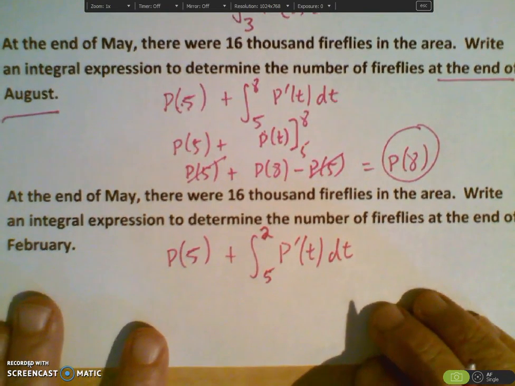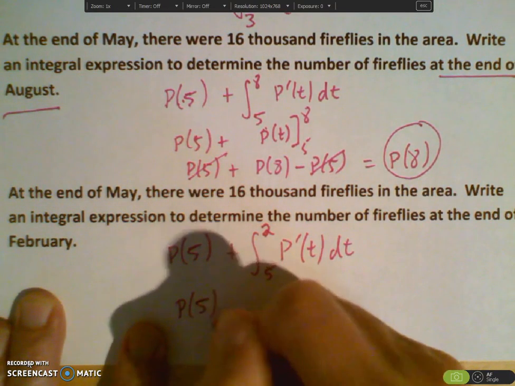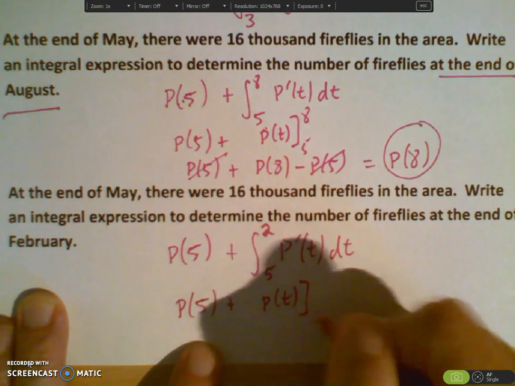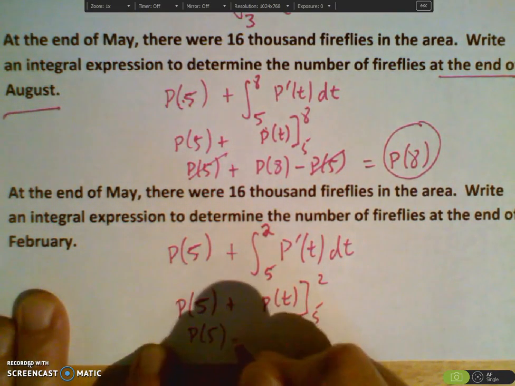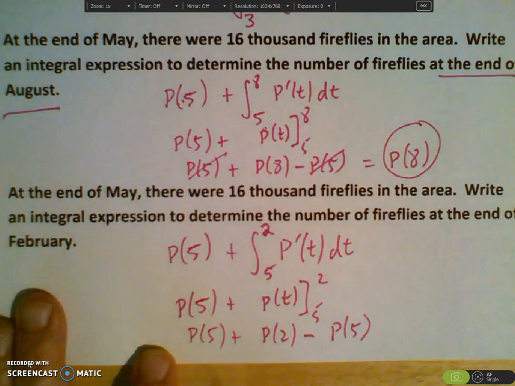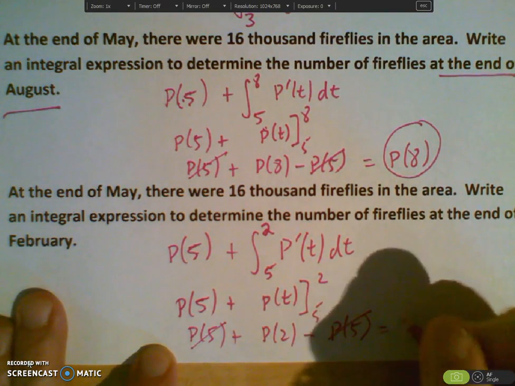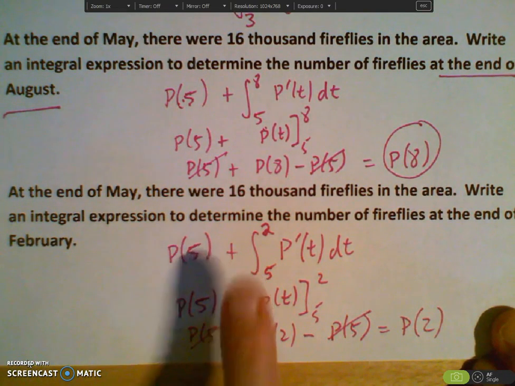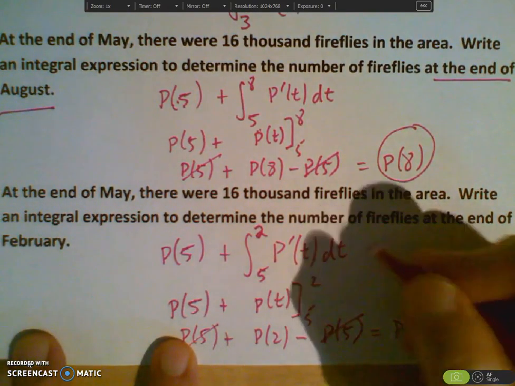Again, I'd like to double check this because I'm just a little bit nervous about my answer here. So, remembering that if I integrate p prime, that puts me at p. And now, I'm going to evaluate using my fundamental theorem of calculus. I'll have p of 2 minus p of 5. Notice again that these p of 5's divide out, and I'm left with the population after 2 months. So let's see, 2 months, that would be January and February. So that's the end of February. It looks like I've done this correctly.